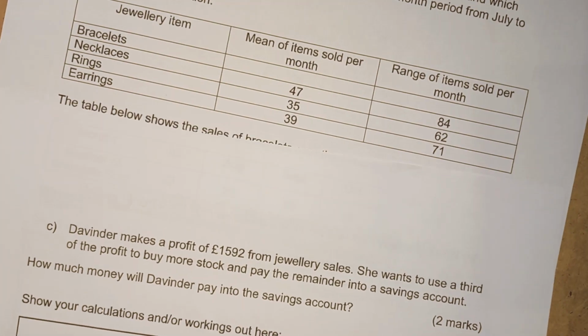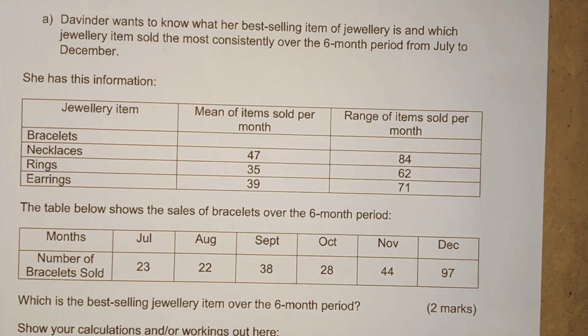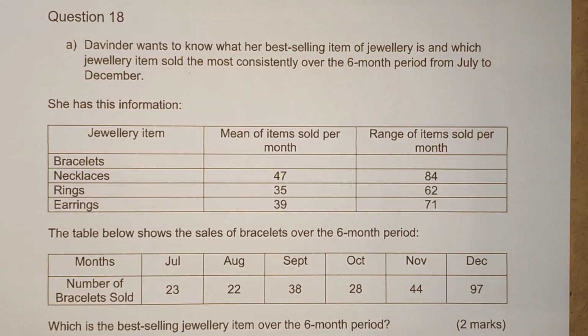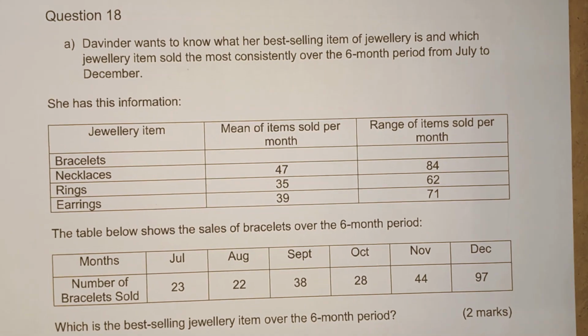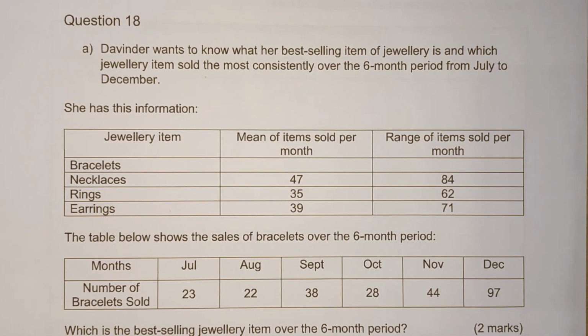Right, let me just make sure that I've got the right page and I don't mix up the order of these. Okay, right, we're on to question 18 now. Devinda wants to know what her best-selling item of jewellery is and which jewellery items sold the most consistently over the 6-month period from July to December.